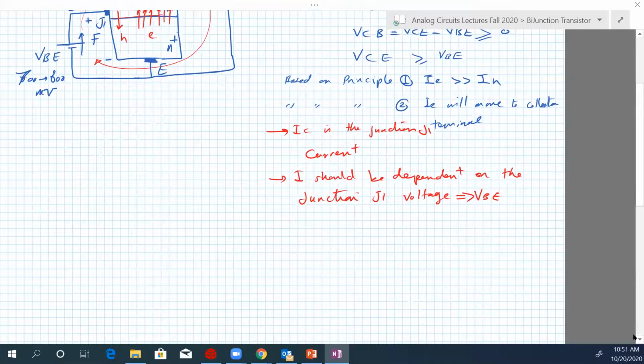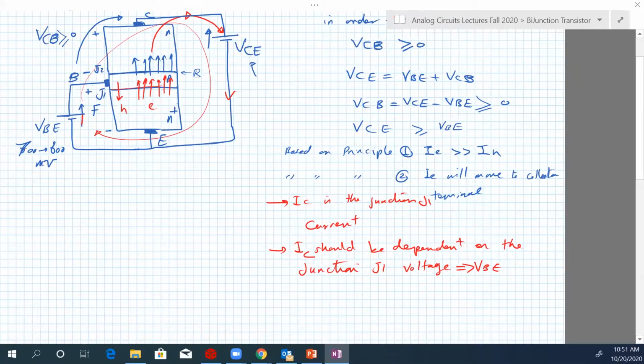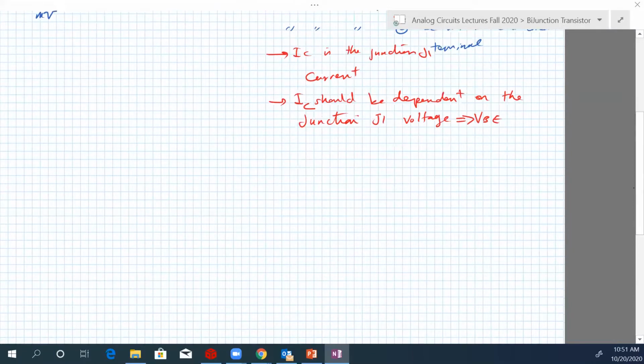There is a relation between IC, the current flowing in this loop here, and the voltage here, VBE. And this is actually a diode exponential relation like normal diodes. So IC is found to be equal to IS, the saturation current, times exponential of VBE over VT, minus 1. Okay? So we are close now.